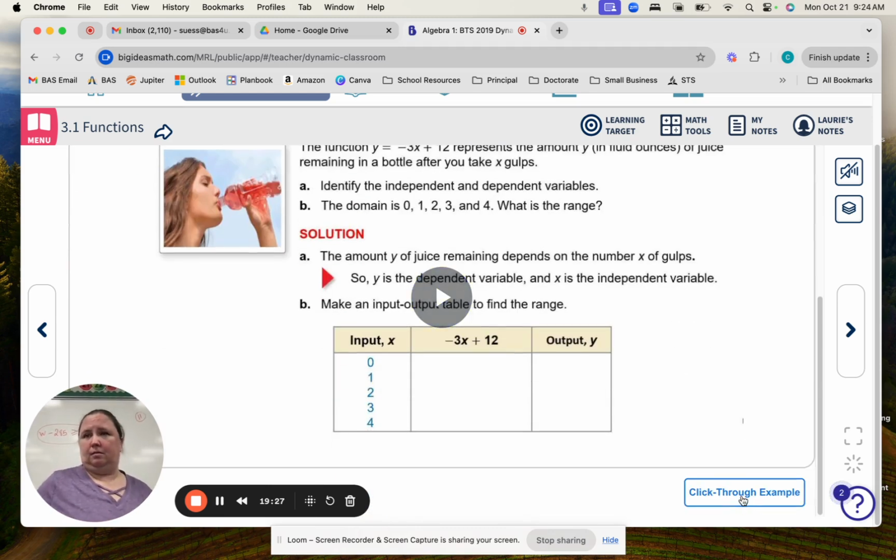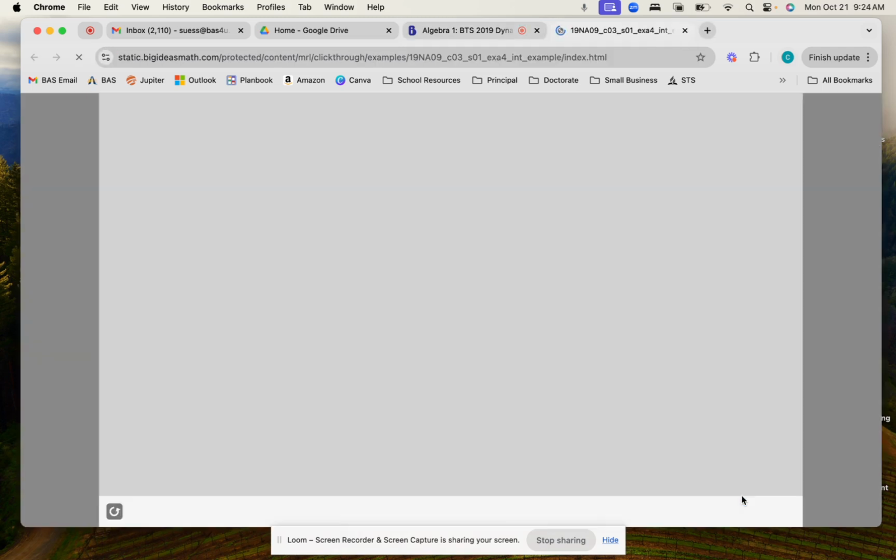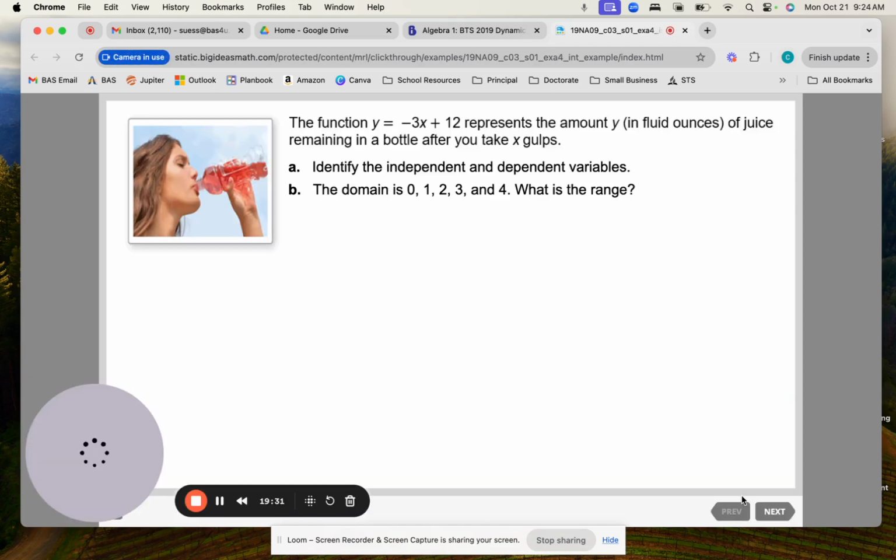Dependent equals output, which equals y. Correct. Good job. See? It just looks like a lot of information, but it's not. You guys can handle it. So let's look at this one.